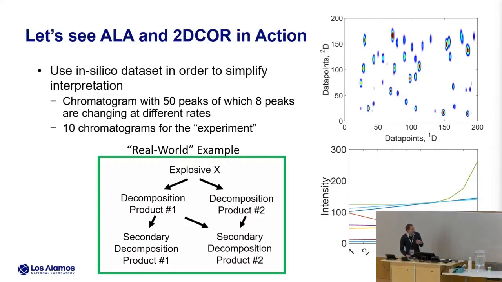So, for our real-world example, talking about that aging of the high explosives, we have 10 chromatograms, and we took our explosives and cooked them at different temperatures. So that's our 10 chromatograms. You can imagine our explosive X is going to decompose, but those decomposition pathways are maybe intertwined. One is probably more preferred than the other. We want to know all that information.